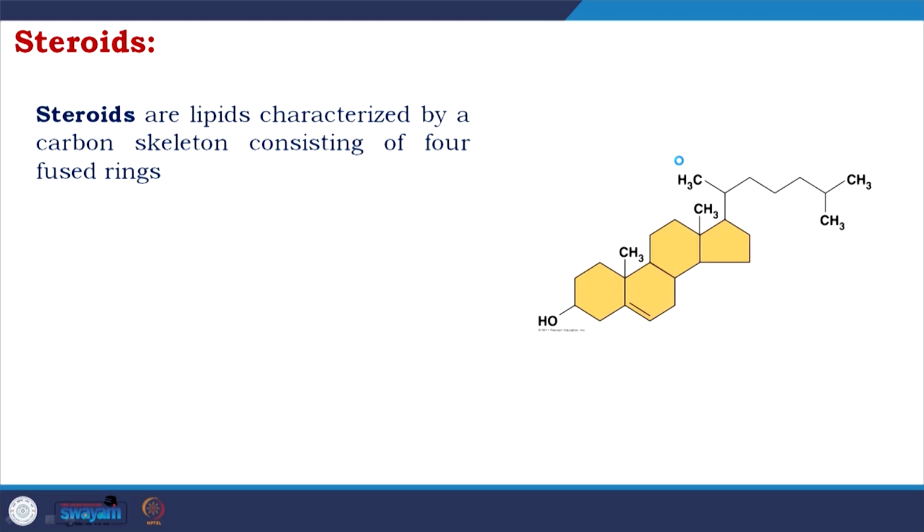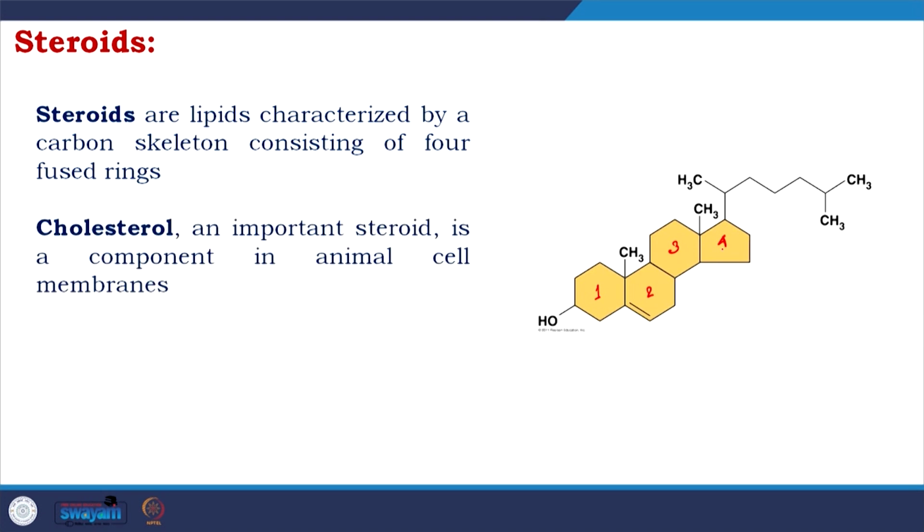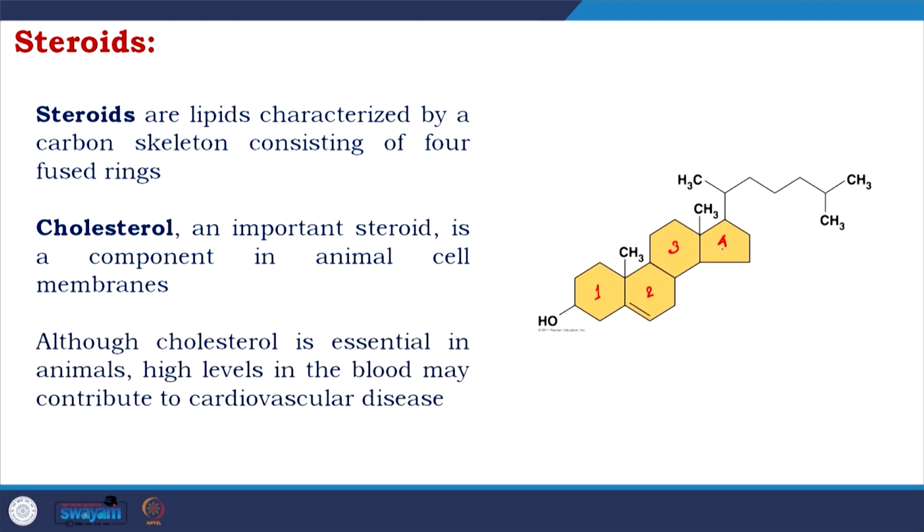Steroids are lipids characterized by a carbon skeleton consisting of 4 fused rings. If you see, 1 ring, 2 ring, 3 ring and 4 ring. So, 4 rings fused together. The best example of steroids present in our body is cholesterol. It is an important steroid, a component in animal cell membranes. Although cholesterol is essential in animals, high levels in the body may contribute to cardiovascular disease.